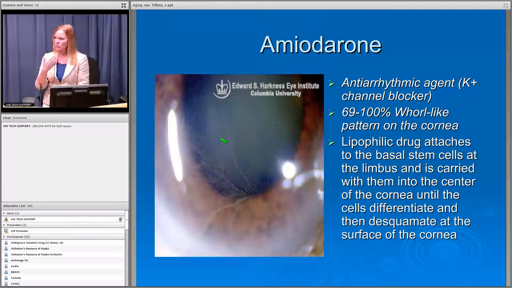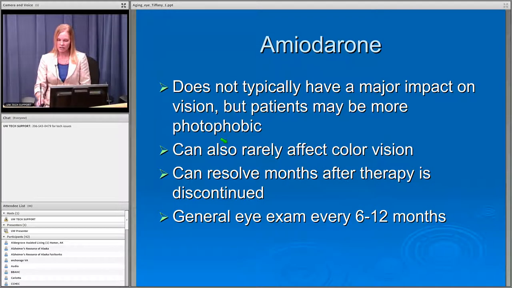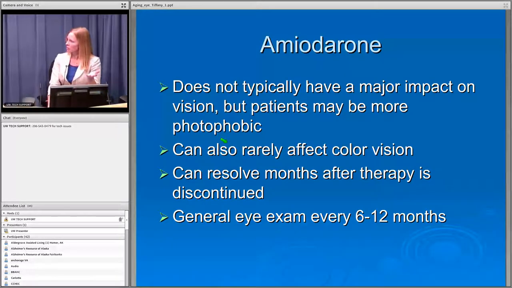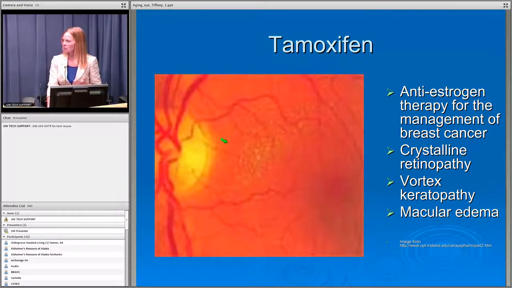So if you do see this in the microscope, you ask the patient to talk to their cardiac specialist again, see if they can go on something else, and this tends to go away. It doesn't affect color vision like digoxin, and this one is about every 6 to 12 months, because once it does start depositing, it does take a few months for that to go away. And if they do have some vision symptoms, months of blurry vision is tough on a patient.